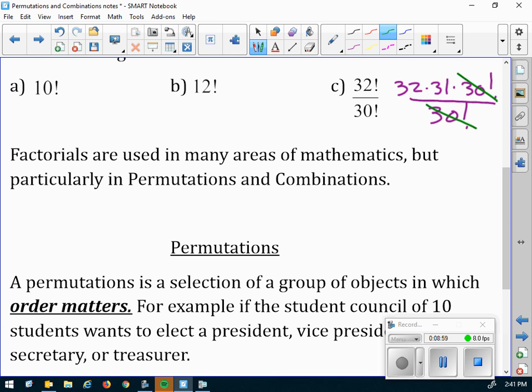Cougar, do you have a question? Okay. So it's 32 times 31.